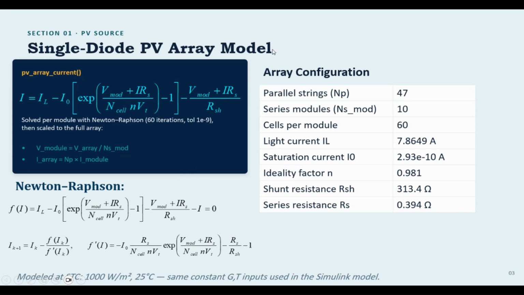Then we scale up. Divide the array voltage by the number of series modules to get the per module voltage, solve for current, and multiply by the number of parallel strings to get the full array current. On the right, you can see the actual parameters I used: 47 parallel strings, 10 series modules, 60 cells per module, and these are all modeled at standard test conditions, 1000 watts per square meter and 25 degrees Celsius.